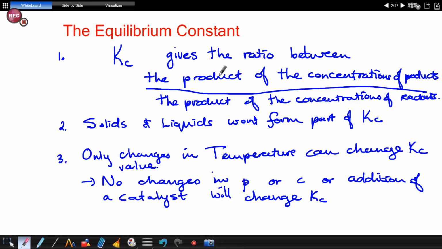This word product means times or multiply. That word product is what is on the right hand side of the double arrow. And the reactants are the ones on the left hand side of the double arrow.